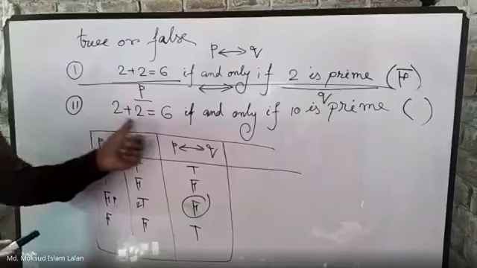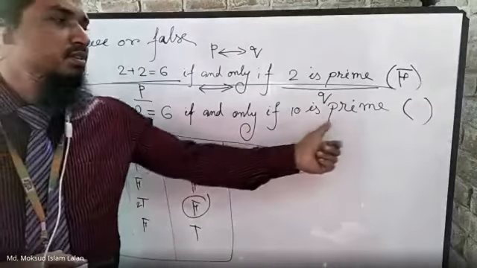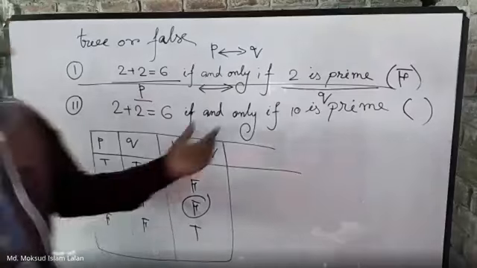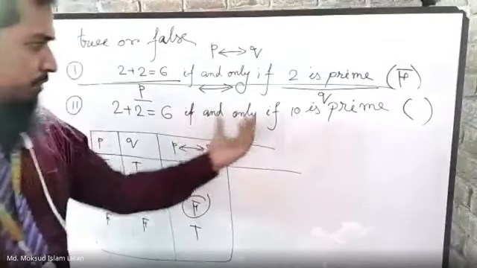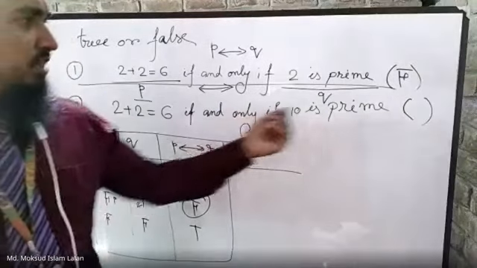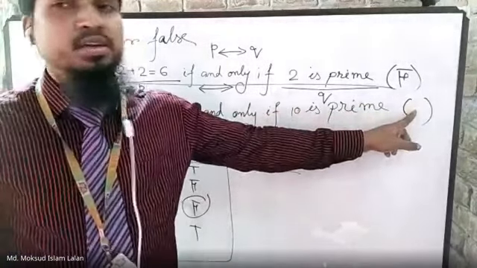Now would you please tell me, is it true or false? This is true, sir, because both are false. Very good. So since both are false, according to the biconditional, its definition is that it will be true, right?